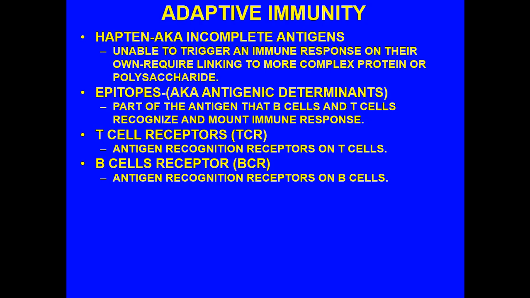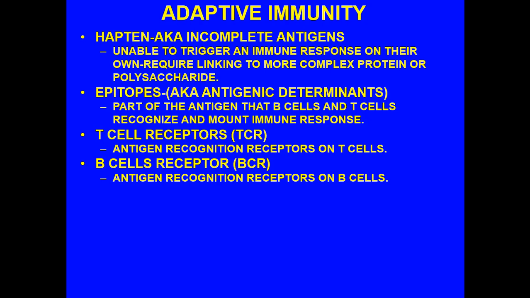Now, the term epitopes, which are otherwise referred to as antigenic determinants, that's another name for them, are really the part of the antigen that the B cells and T cells recognize and mount an immune response to. So think about it: if it's a triangle, it's only one or two points on that triangle for an epitope.